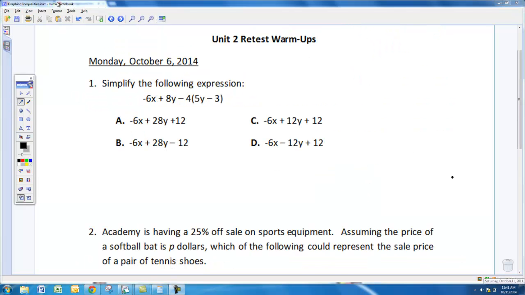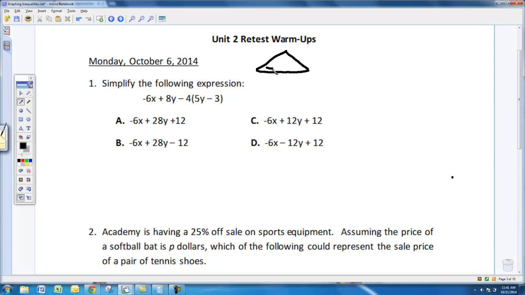Let's move on to our next problem. Simplify the following expression: negative 6x plus 8y minus 4 times the quantity 5y minus 3. Okay, before we start, let's get our rules for multiplying and dividing integers. Remember our triangle for multiplying and dividing, and our rules for combining like terms or adding integers, which is our scoreboard. So we'll use these during this problem.